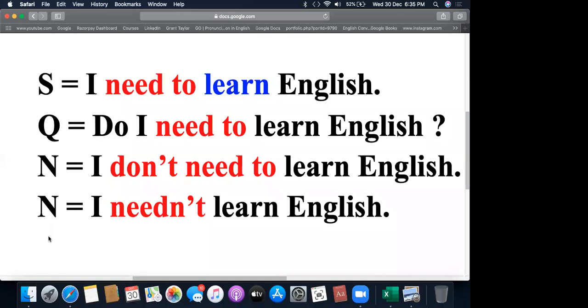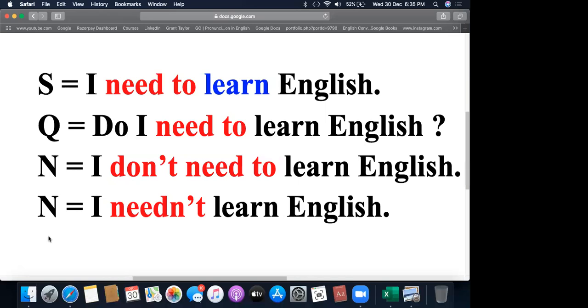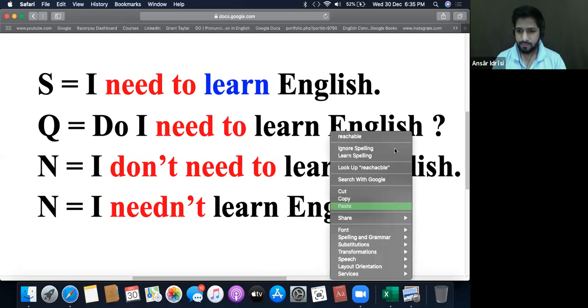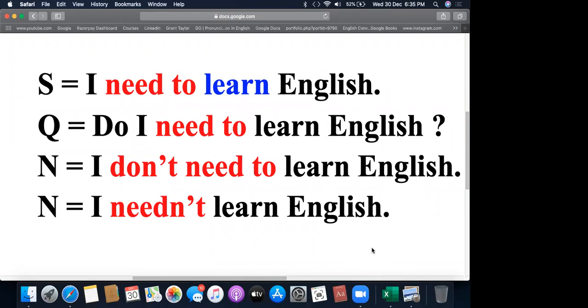I need to be positive. Do I need to be positive? I don't need to be positive. I need to get the interview. Do I need to get the interview? I don't need to get the interview. Good. I need to move forward. Do I need to move forward? I don't need to move forward. Very good. Yes. I need to bring the Xerox. Do I need to bring the Xerox? I don't need to bring the Xerox. Good.